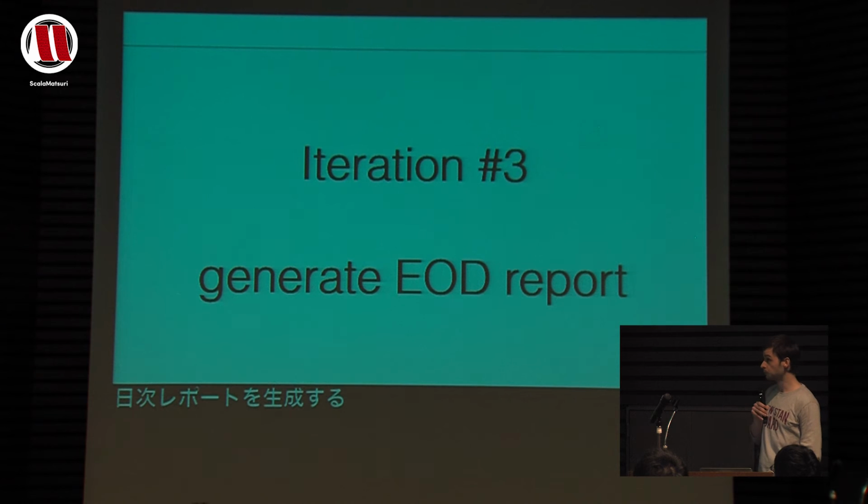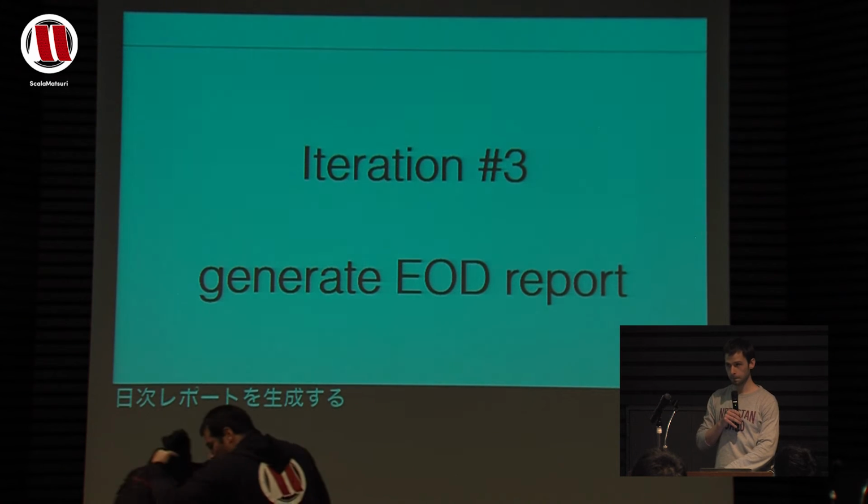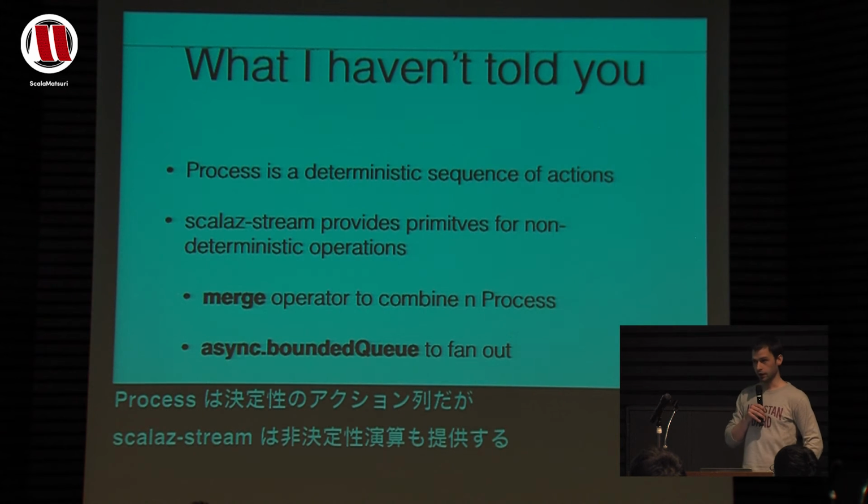So what can we do? We could just implement the pagination again, or run the pagination twice, but we can actually do better than that, or we can do it more efficiently. What I have not told you yet is that a process is actually a deterministic sequence of actions. So we can't have concurrent or non-deterministic behavior within one process.